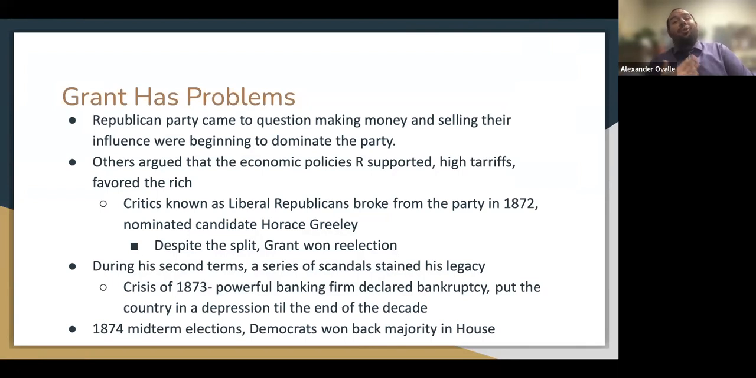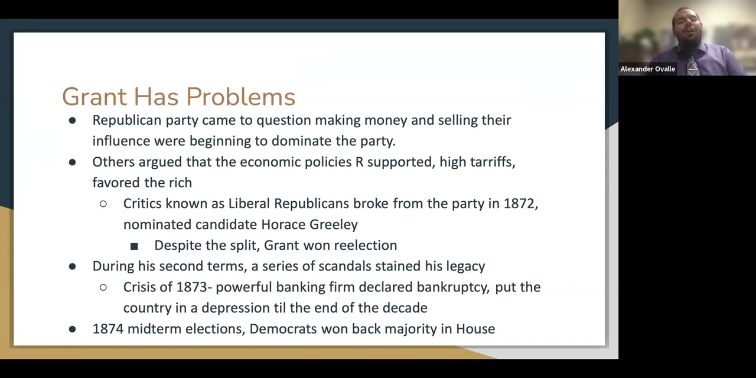So he might have been a great general, but his leadership is scandalous. The Republican Party came to question whether making money and selling their influence were beginning to dominate the party. Spoil system. Others argued that economic policies Republicans supported, high tariffs, only favored the rich. Critics known as liberal Republicans will break from the party in 1872, and they will nominate Horace Greeley. Despite the split in the Republican Party, Grant will still win re-election.